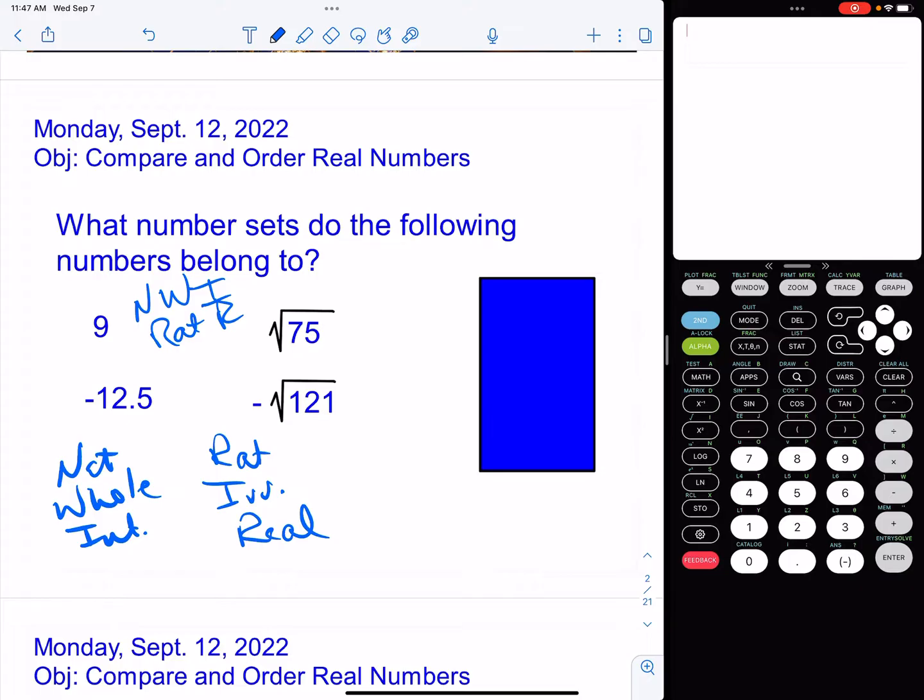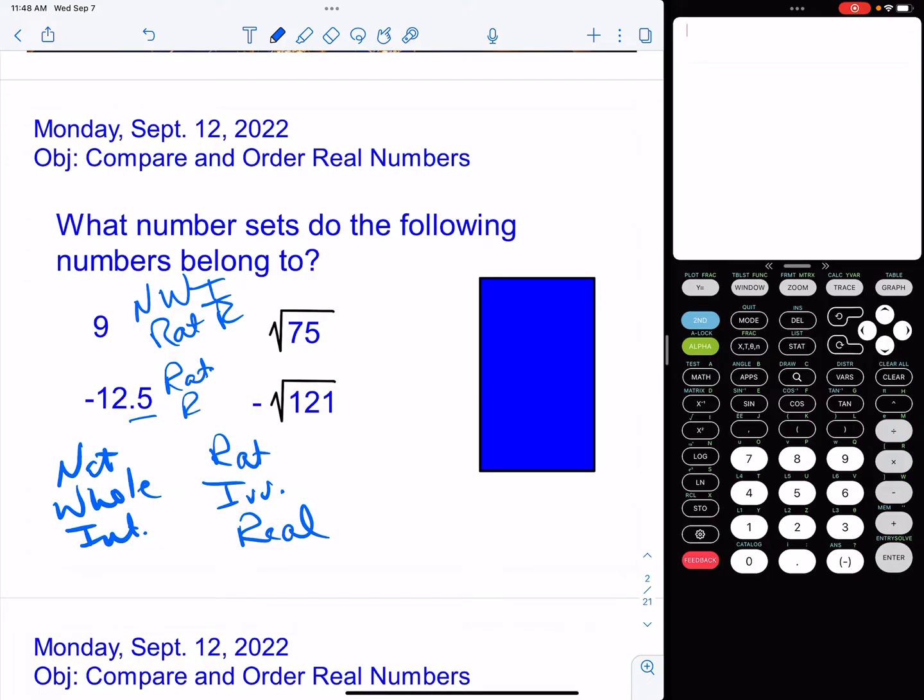Okay. Now the next one down here, negative 12.5. Well, it's not natural. It's not counting. It's not a whole number because it's got a decimal part. And it's not an integer, because integers have to be whole numbers or their opposites. So because of this decimal part, this 0.5, it's not going to be an integer, but it is going to be a rational number, and it's going to be a real number.